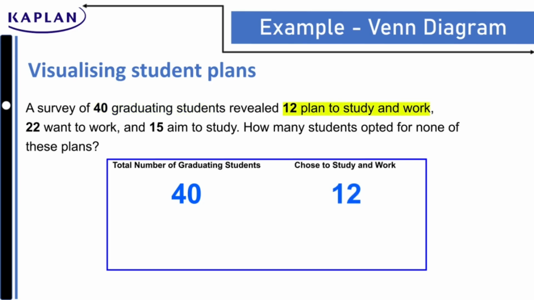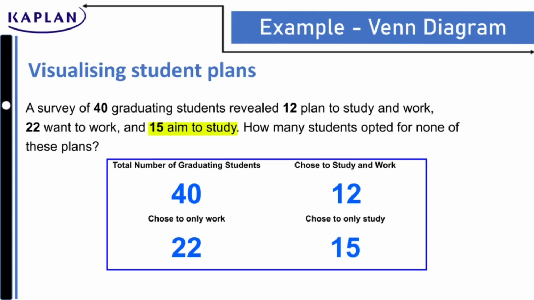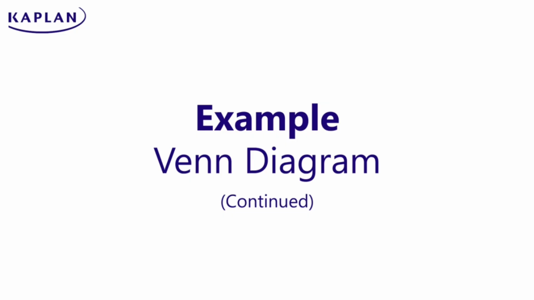Students choosing both studying and working is 12. Students choosing work is 22. Students choosing study is 15. Example, Venn diagram.